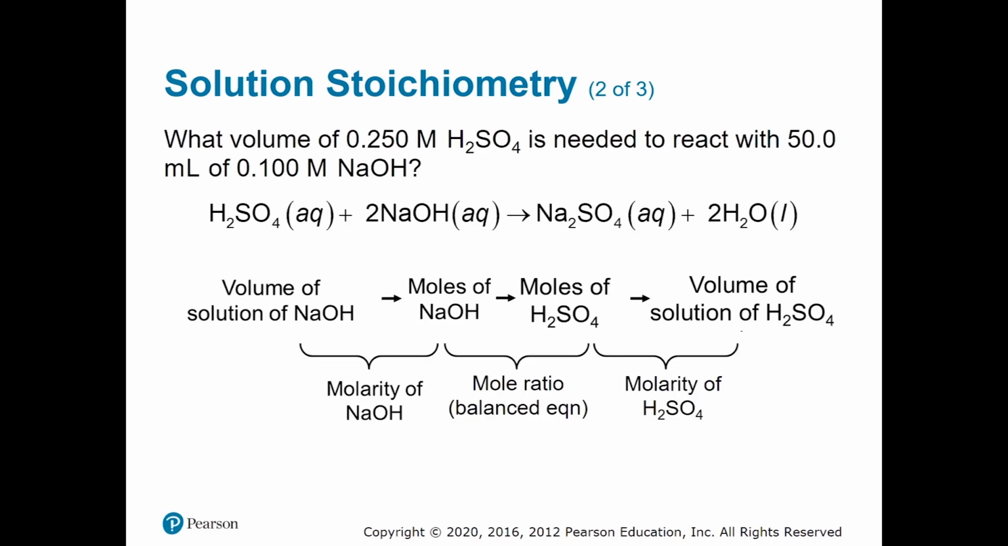Let's see a concrete example. Let's say we have 50.0 milliliters of a 0.100 molar sodium hydroxide solution. We want to react that with a sulfuric acid solution with a concentration of 0.250 molar. What amount of that sulfuric acid solution do we need? The balanced equation for the reaction is provided here. We know how much sodium hydroxide solution we have and what its concentration is. That means we can determine how many moles of NaOH we have, which using the balanced equation we can convert into the corresponding number of moles of sulfuric acid needed. From there, we can use the known molarity of sulfuric acid as a conversion factor to find what volume of that solution will be needed.